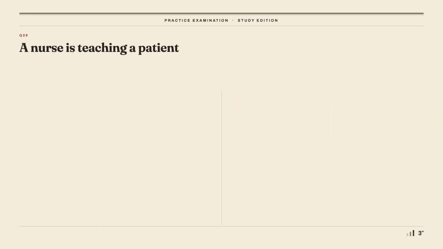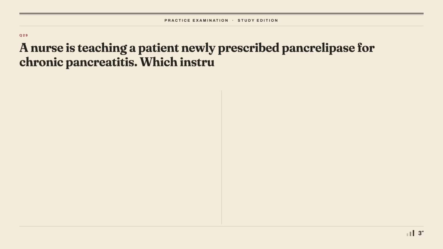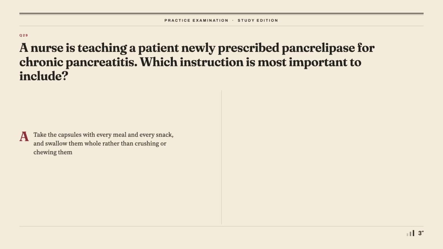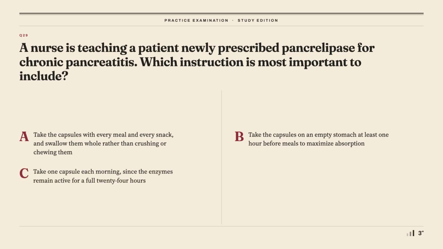Question 29. A nurse is teaching a patient newly prescribed pancrelipase for chronic pancreatitis. Which instruction is most important to include? Your options are: A. Take the capsules with every meal and every snack, and swallow them whole rather than crushing or chewing them. B. Take the capsules on an empty stomach at least 1 hour before meals to maximize absorption. C. Take 1 capsule each morning since the enzymes remain active for a full 24 hours. D. Chew the capsules thoroughly so the enzymes begin working in the mouth.